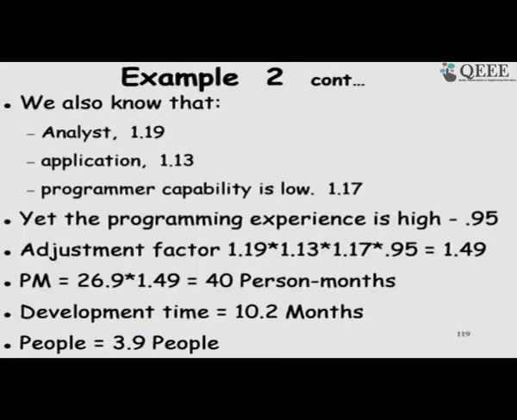and then we use those factors, analyst capability 1.19, we look up the table of values and take these values and multiply each of them directly with 26.9 and we get 40 person months. So, we have scaled up the basic person month estimate by nearly 50%. That is because the programmer capability is low, and the development time also we have scaled up, and the number of people has scaled up.